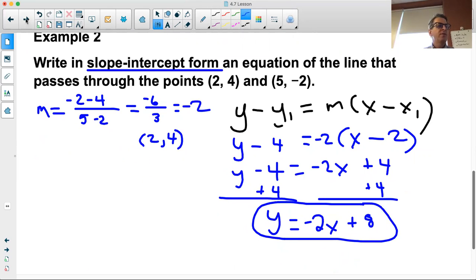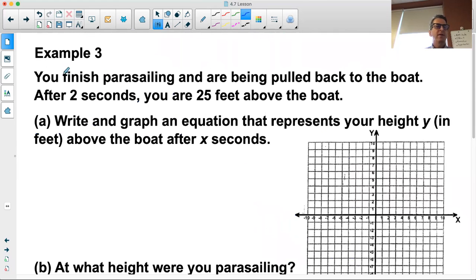Okay, let's move on to example 3, the word problem on parasailing. You finished parasailing and you are being pulled back to the boat. After 2 seconds, you are 25 feet above the boat. Write and graph an equation that represents your height, y, in feet above the boat after x seconds. I'm only going to need quadrant 1, and I'll have to relabel the x and y axes.